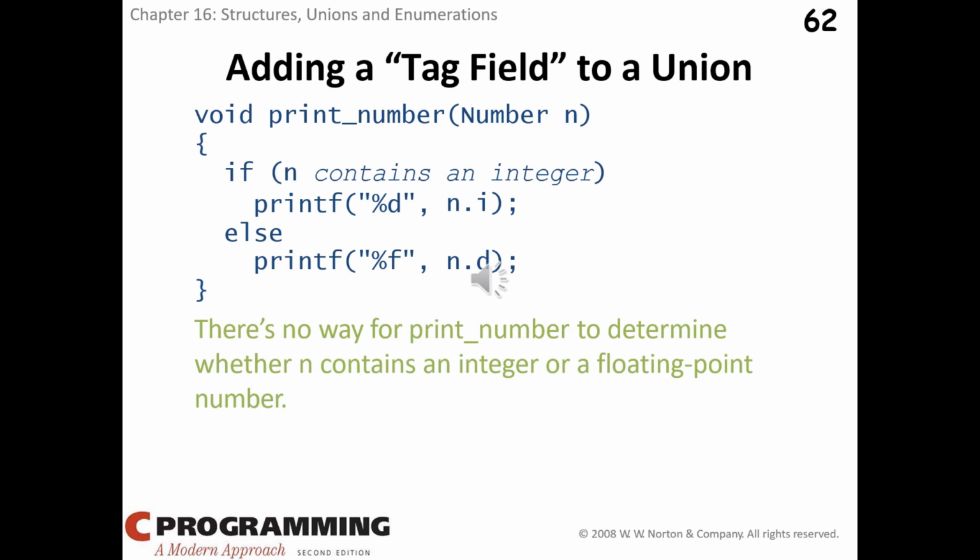However, the absence of an indicator within the union poses a challenge. Here the function lacks the ability to ascertain whether the number union holds an integer or a floating point number, and consequently attempting to print its value becomes an uncertain effort. To fix this ambiguity, we can use something called a tag field within the number union.